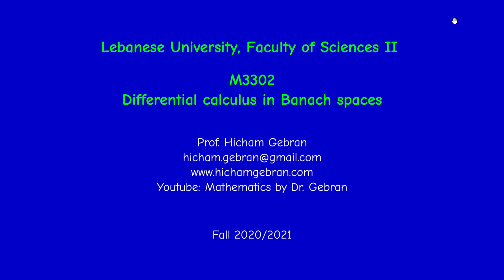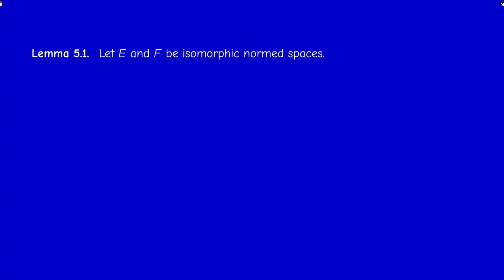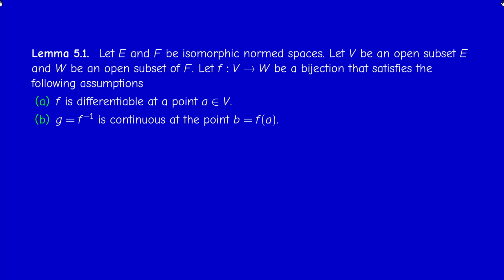Welcome back. Now we move to section 5.2 about the inverse function theorem, and I'm going to split the section into 3 videos in order not to make very lengthy videos. So we are going to elaborate in full generality some of the ideas that we discussed in the one-dimensional case in the introduction. So if we have two isomorphic normed spaces E and F, an open subset V of E and an open subset W of F, and a bijection F from V to W that satisfies the following conditions.